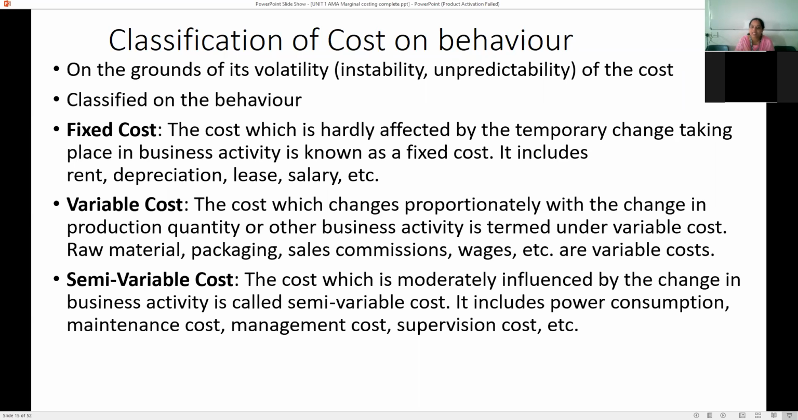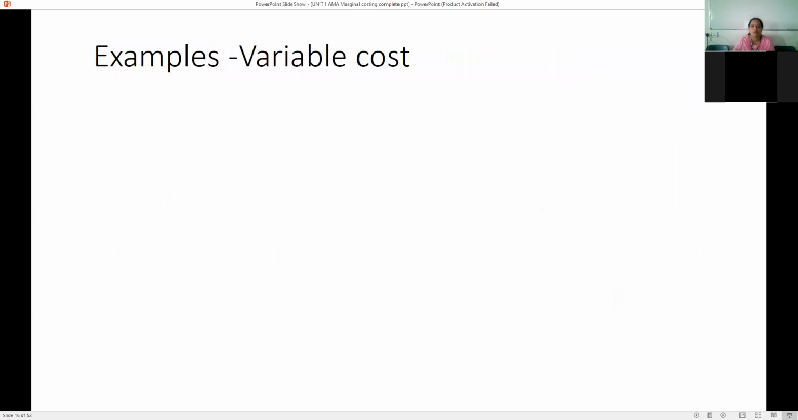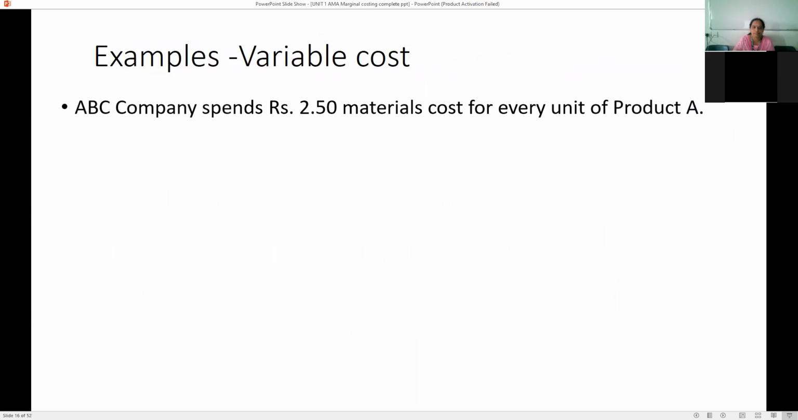Up to a certain level it is not influenced, but after a certain level of activity, it keeps changing. The best example is your power consumption. The maintenance cost, management cost, or supervision cost could also vary. Up to a certain level, it is fixed, and as activity increases, the cost also increases. This is about your cost.